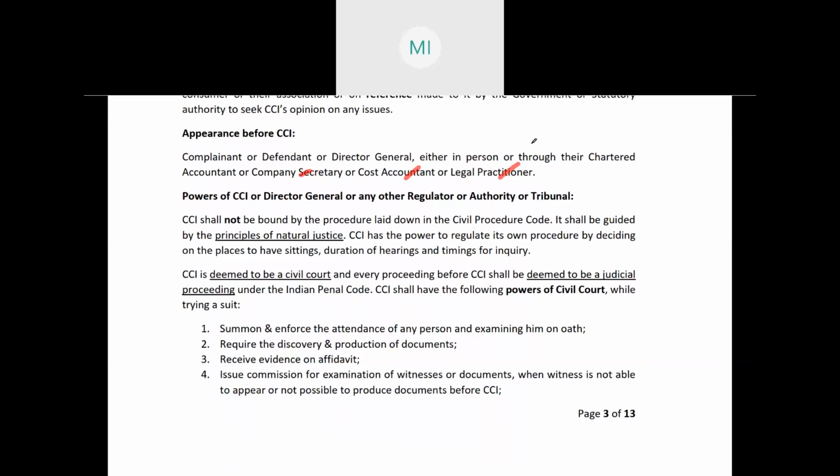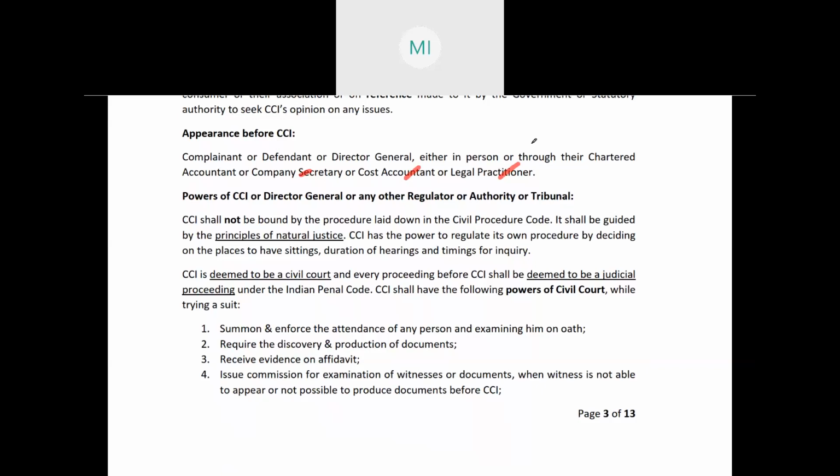So, what have you read here? What are the powers of Competition Commission of India, or what are the powers of Director General, or what are the powers of any regulator or authority or tribunal? So tomorrow, if they ask you a question on Companies Act, what are the powers of National Company Law Tribunal? You can write the same thing that we are going to discuss here.